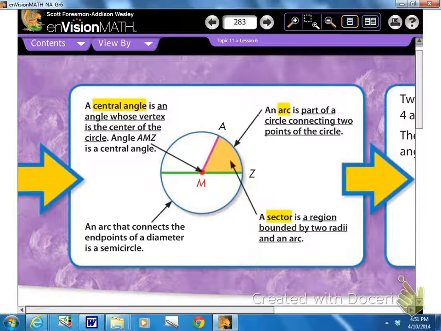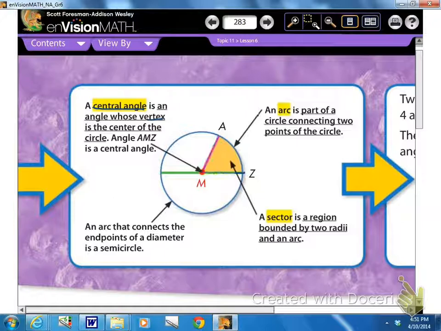All right, more parts of the circle. A central angle. You know what an angle is, but this is a central angle. This is an angle whose vertex is the center of the circle. Angle AMZ is a central angle. So here is AMZ. We're talking about this angle right here. The vertex is the center. I'm not talking about all of this orange area, whatever we would call it. I'm talking about the angle itself, which is the central angle.